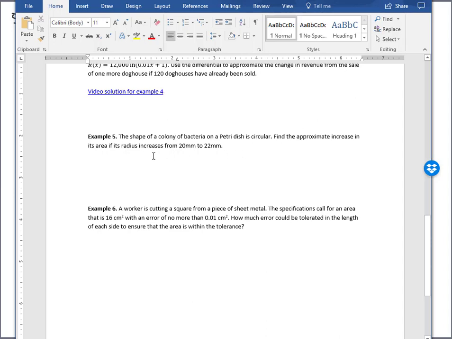Looking at example 5 from section 6.6, the shape of a colony of bacteria on a petri dish is circular. Find the approximate increase in the area if the radius increases from 20 to 22. So we're supposed to use differentials to do this.